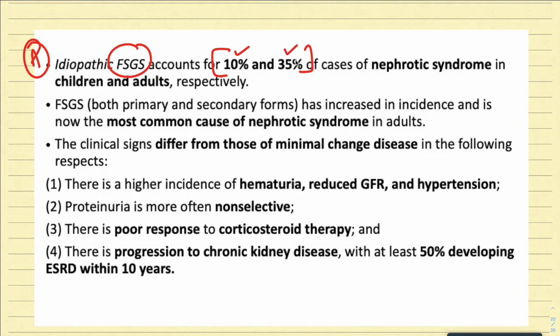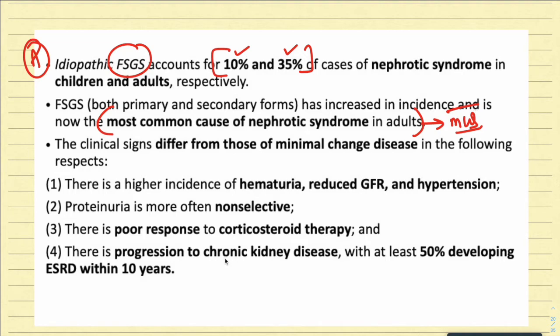Now FSGS has increased in incidence and is now the most common cause of nephrotic syndrome in adults. So the answer for nephrotic syndrome in adults, if it is an important question, the option you have to choose should be FSGS. It should not be membranous glomerulonephritis. Now the clinical signs differ.